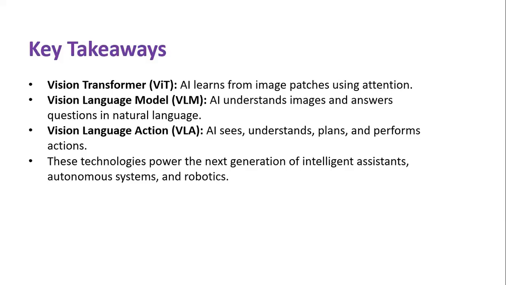What is a vision language model? It understands the image and answers questions in natural language. The next level is taking action. It doesn't just learn and understand; it learns, understands, plans, and performs the action, like robotic arms. There are certain applications coming up, like intelligent assistants, autonomous systems, robotics, etc., where a combination of all these come together: ViT, VLM, and VLA. These are all happening together.